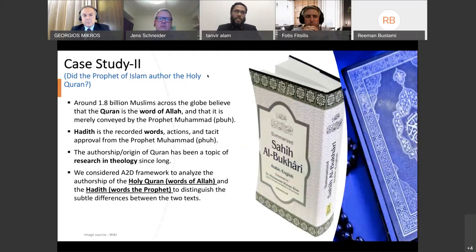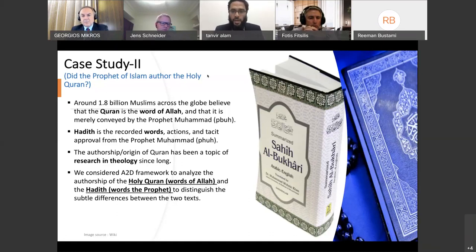As part of the second case study, we asked the A2D framework, did the Prophet of Islam author the Holy Quran? The Quran is the holy book, and in the Muslim world, it is considered the word of Allah, which was revealed to the Prophet Muhammad, the Prophet of Islam. The Prophet was only the conveyor of the Quran. On the other hand, Hadith is the recorded words, actions, and also the tacit approval of the Prophet Muhammad. The authorship or the origin of the Quran has been a topic of research in theology for a long time. According to Muslim beliefs, the words of Allah are the Holy Quran, and the words of the Prophet are the Hadith, and the Prophet was just the conveyor of the Holy Quran.